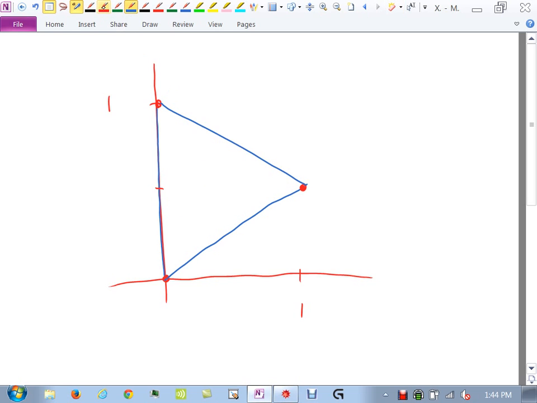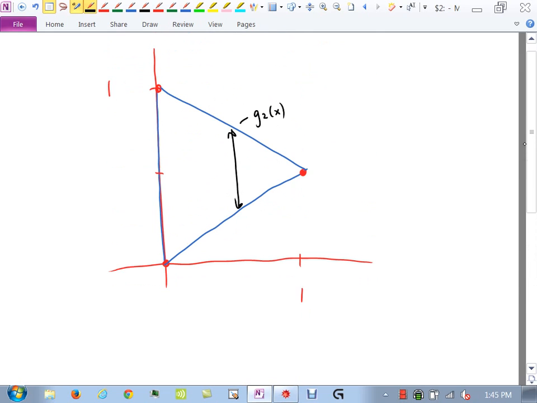So I draw my little up down here. This is then g2 of x. This one is g1 of x. And what were those? Those were those lines, right? So negative 1/2 x plus 1, and this one was 1/2 x. What's my restriction on x? Between 0 and 1.